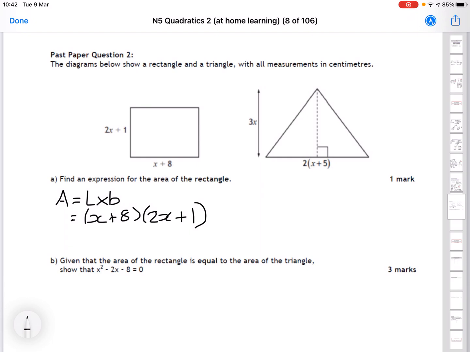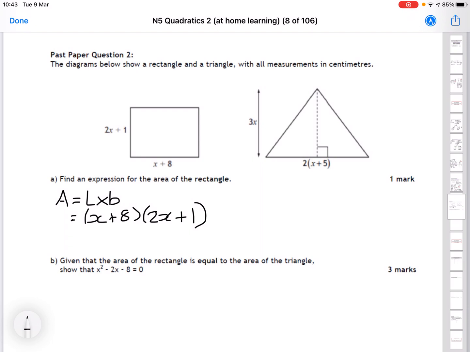For part B, we're asked, based on the fact that the area of the rectangle is equal to the area of the triangle, show that x squared minus 2x minus 8 equals 0. This is similar to your last question where we were told two things were equal. We're going to get our two expressions and set them equal to each other, bring everything to the left-hand side and equal 0 on the right-hand side, and then we should be getting x squared minus 2x minus 8 equals 0 as our final line of working.